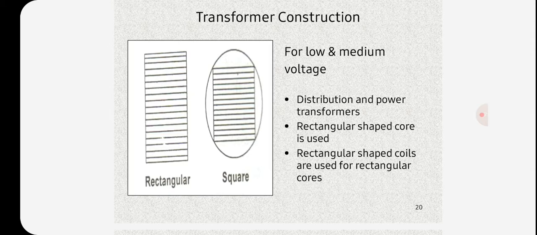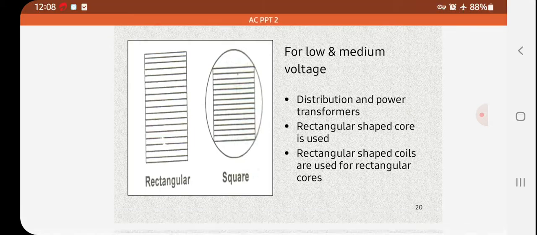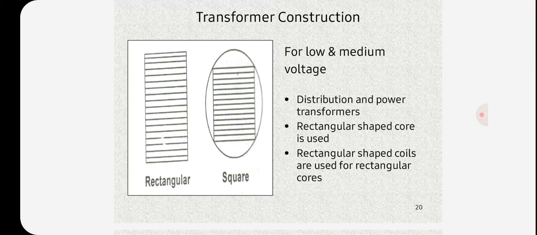For low and medium voltage distribution and power transformers, the rectangular shaped core is used. Rectangular shaped coils are used for rectangular cores.